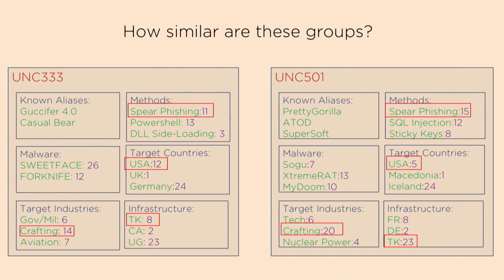So spear phishing is not really a great indicator, right? Because everyone spear phishes, it's really common. USA is a common target. So maybe crafting, which is kind of a joke, would be the indicator that these two groups were related. They're really targeting a very specific industry. And that's what we wanted to get at.